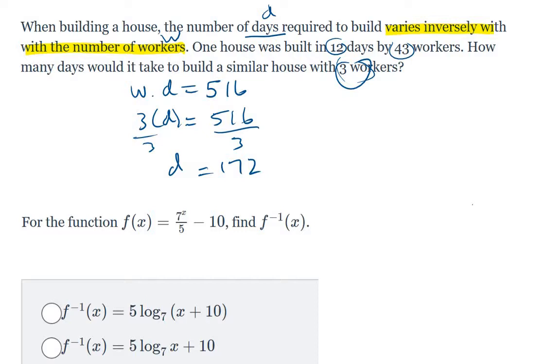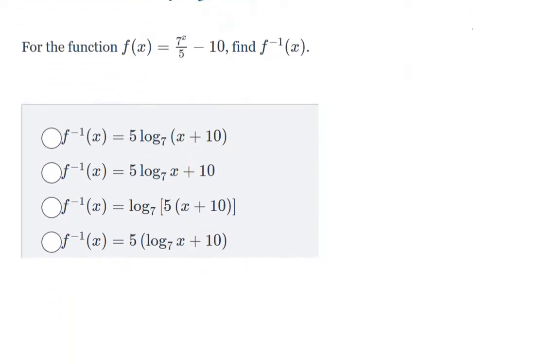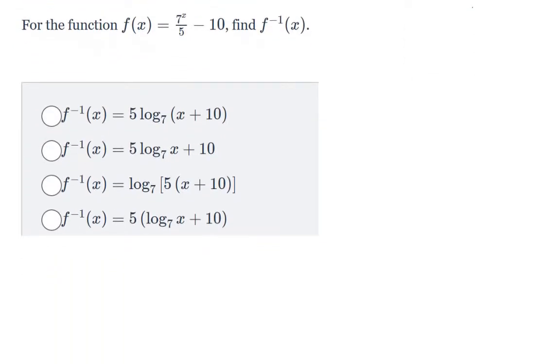now we go to the next set of problems you're going to see tonight. It's going to be this. Here we go back to finding inverses again, but this time with exponents. Okay, so we are given an exponential function, so we write it as y equals 7 to the power of x divided by 5 minus 10.